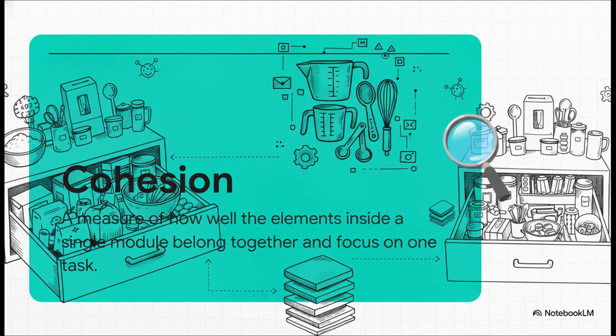So what makes a good module? Well, that's where this idea of cohesion comes in. Think about a well-organized kitchen drawer, maybe the one for baking. You've got your measuring cups, your whisks, your spatulas. Everything for that one task is right there. That's high cohesion. In software, it means a module has one clear job, and all of its parts are laser-focused on doing that one job really well.